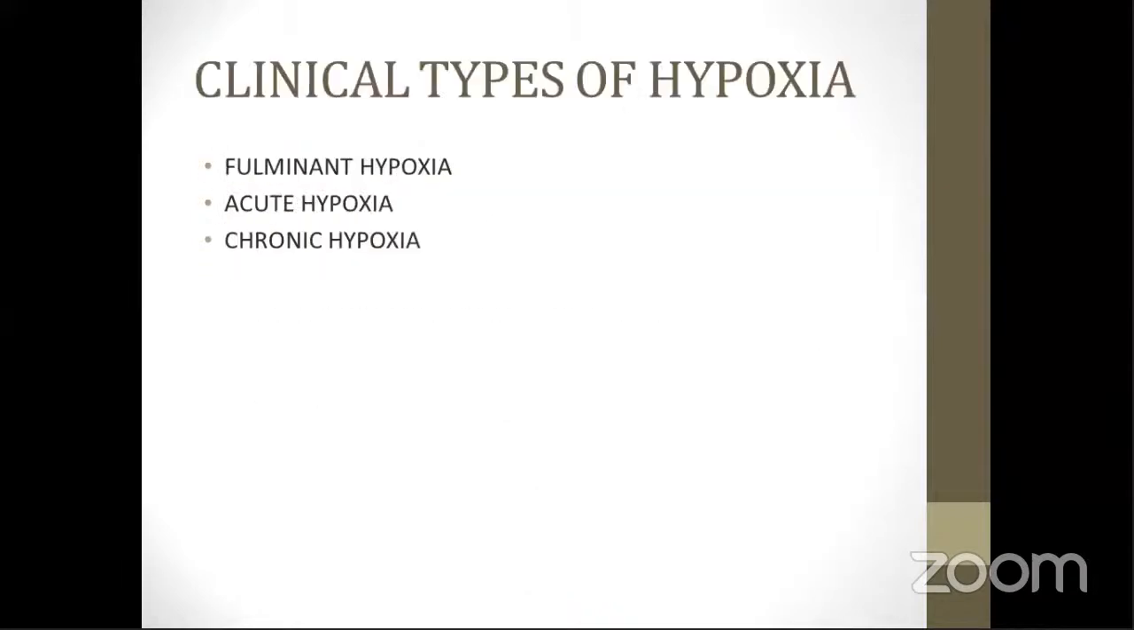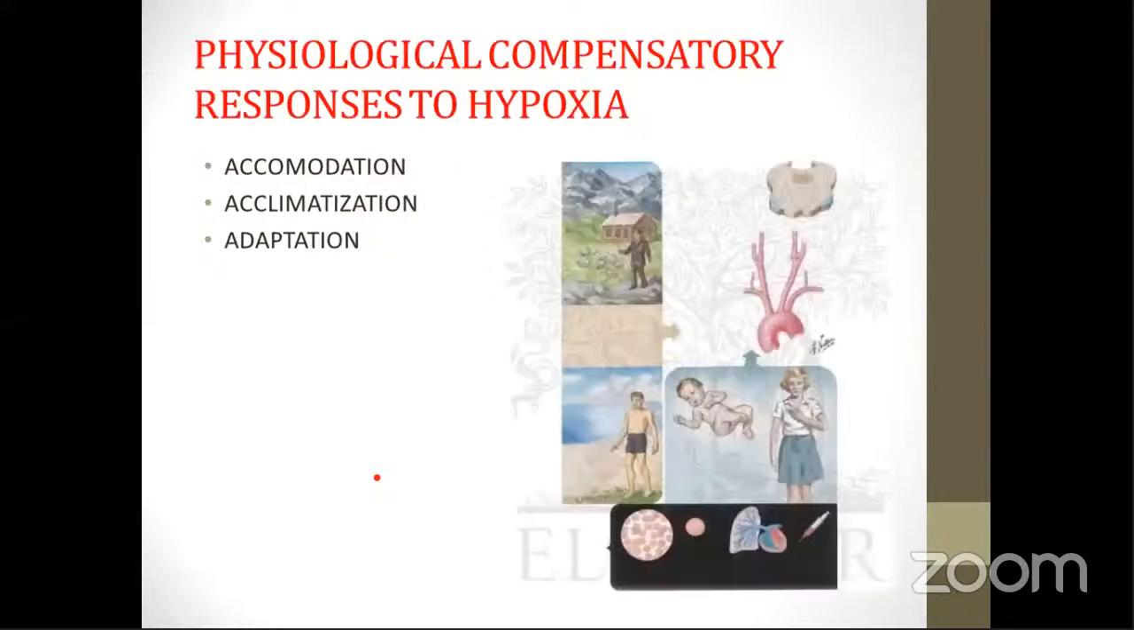These are the clinical types of hypoxia you can get. 3 types: fulminant hypoxia, acute hypoxia, and chronic hypoxia. That we will learn in hypoxia. I think it will be taught to you in the next week. For hypoxia, there is a separate class for you.